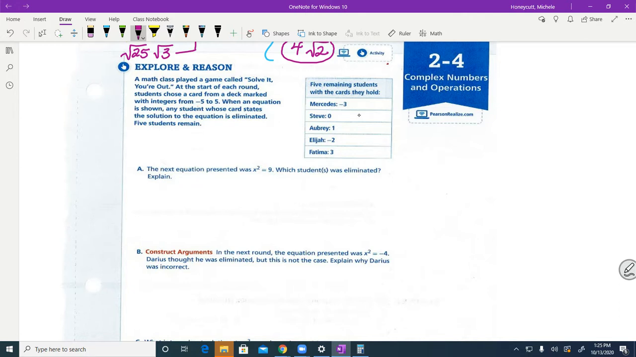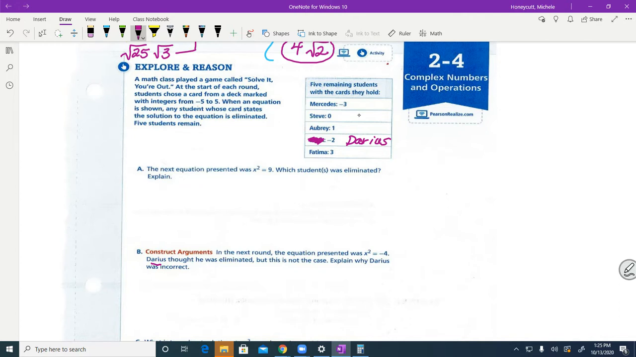Now I'm going to go ahead and say there is a typo in the text. There's been some confusion between this kid named Darius and Elijah. So we're just going to go ahead and change Elijah to Darius, because otherwise they'll be asking about Darius and we'll be like, who's Darius?